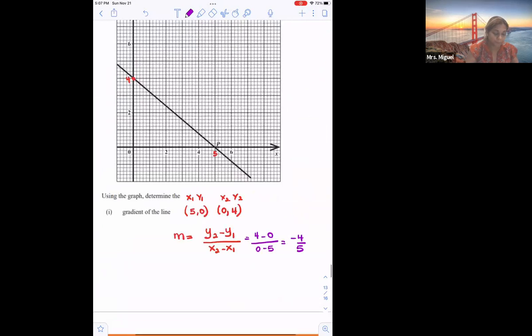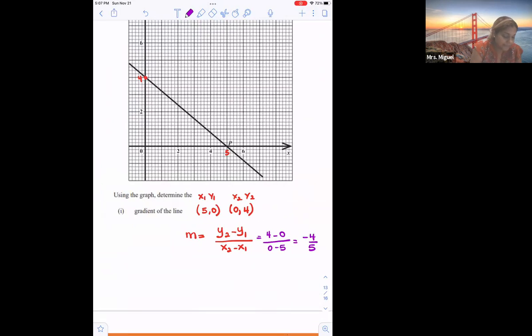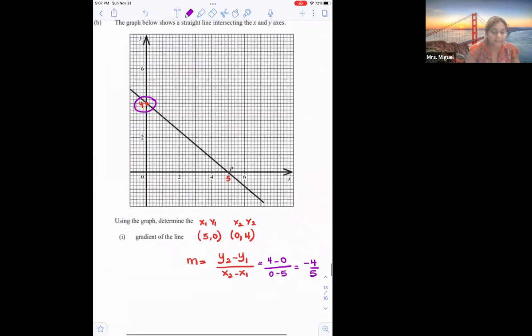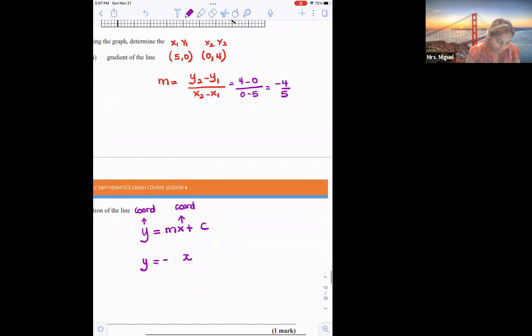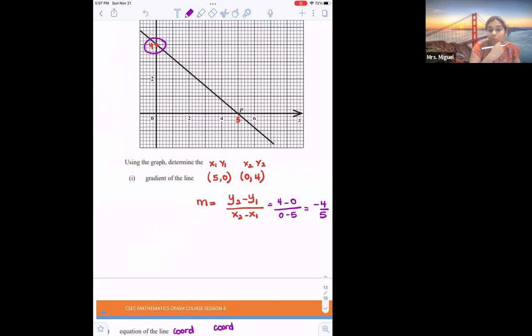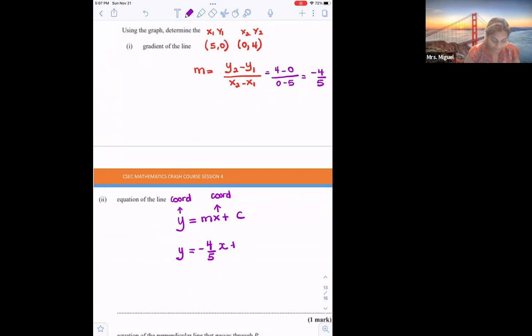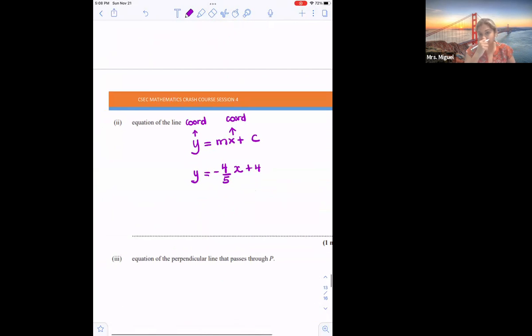So watch this. We have the gradient. This is the y-intercept. So y equal to mx plus c. This is a coordinate. This is a coordinate. So that stays the same. So x stays the same, y stays the same. M is negative 4/5 and c is 4. So we don't want to work out anything. We just write in this. And here we would have gotten 1 mark.